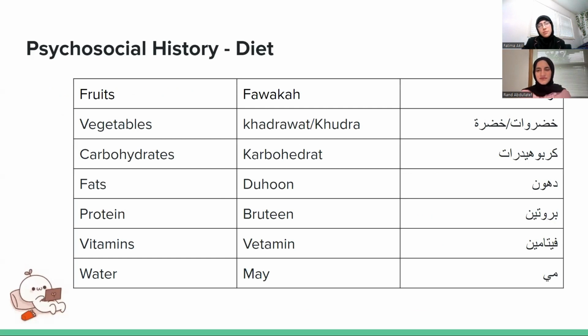And this is just, again, not an exhaustive list, just some of the things that are most common. So fruits is فواكه. Vegetables is خضروات or خضرة. You might hear either of those. Carbohydrates is carbohydrate. Fats is دهون. Protein is protein. Sounds very similar. Vitamins is vitamin, also sounds very familiar. And water, the way you write it sounds like may, but we say it more like might. So it's also important to ask the patients how much water they're drinking.